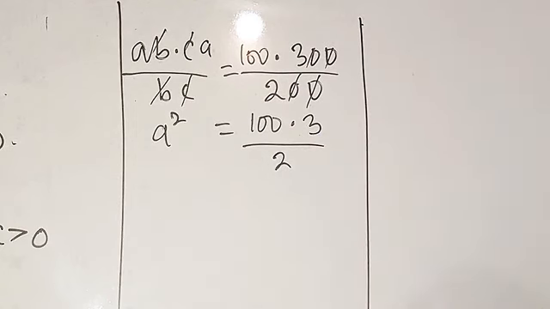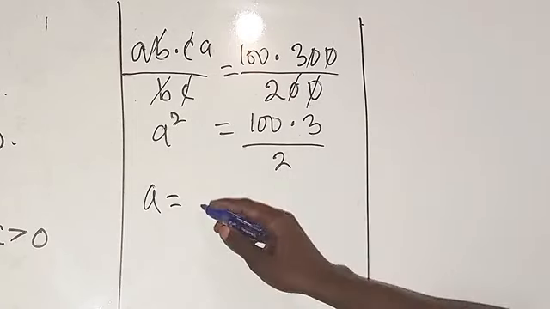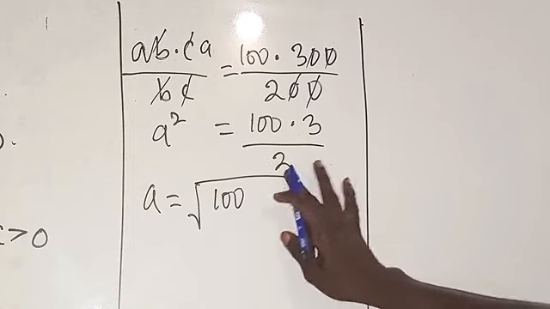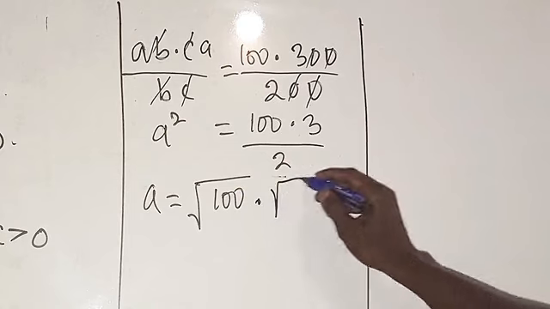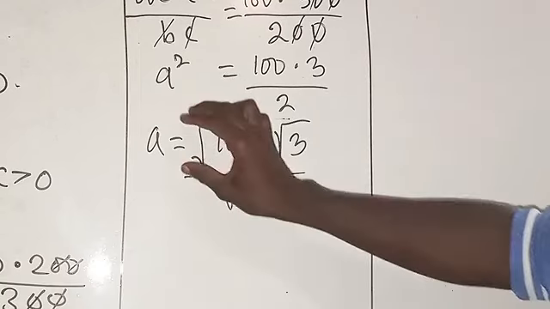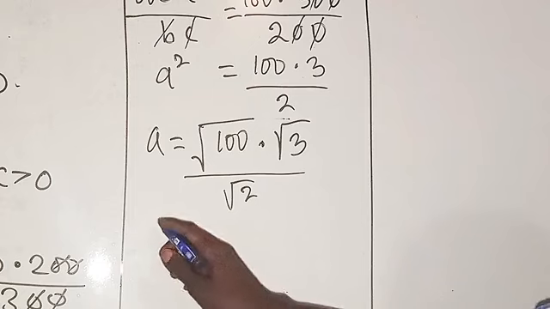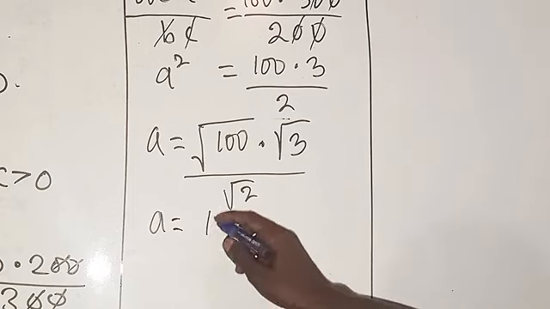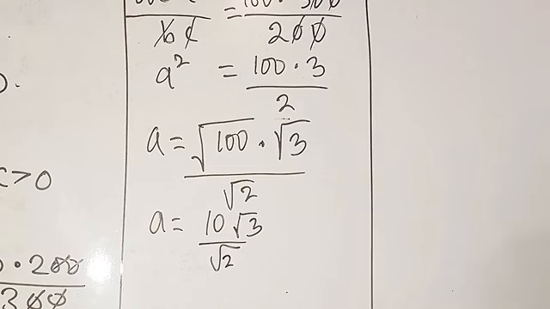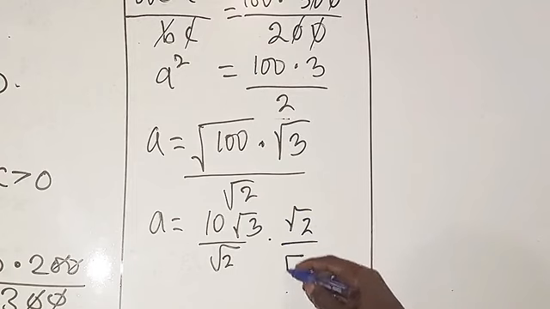Now we are interested in the positive value of A, so we're going to have A equals the square root of 100 multiplied by the square root of 3, then divided by the square root of 2. That's what we are going to have. It's like we are distributing square roots over all the numbers here. So A equals, root 100 is going to be 10, root 3 all over root 2. Now from here we are going to rationalize by multiplying both numerator and denominator by root 2.